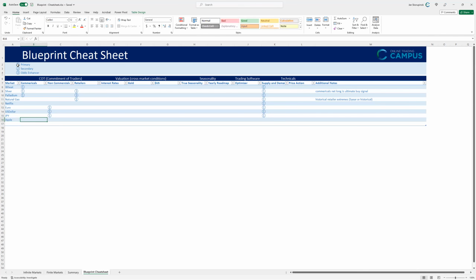Now we can add Apple, and our primary fundamental setup tool for Apple is going to be interest rates on the valuation. That's our primary setup tool. We can't look at the COT, right? COT is only for futures. And even if we could look at the COT, the major fundamental key driver for stocks is just not the users and producers, right? It's interest rates that drive those markets. We know that. And therefore, this becomes our primary setup tool.